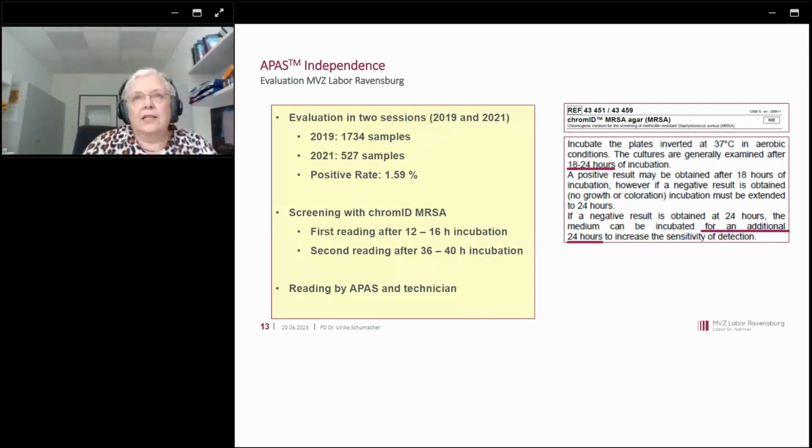Because most of our samples arrive in our laboratory during the late afternoon or the evening, when we start reading the plates in the morning, most of them have only an incubation time of 12 to 16 hours, so not reaching the 20 hours. So routinely we are performing a second reading after another 24 hours of incubation.